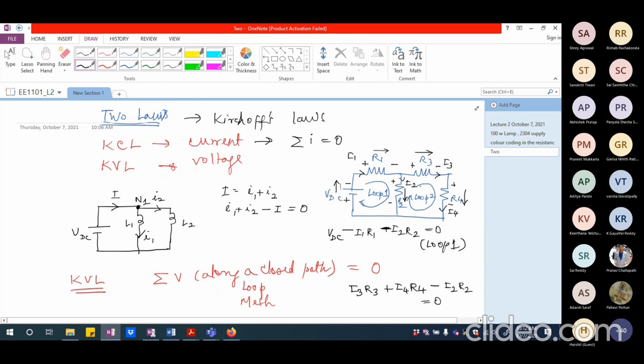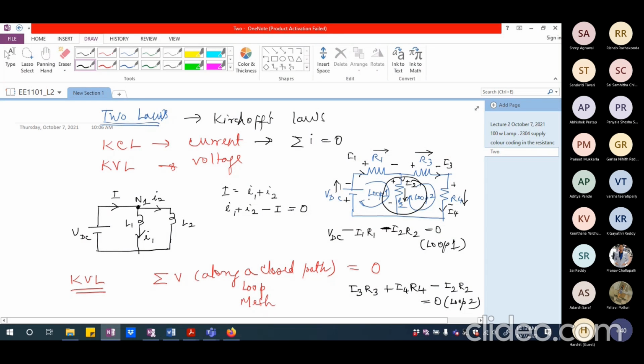Whereas if I'm talking about I2 in this direction, it is a voltage rise. I hope you understand. I2 is flowing from plus here to minus here. So the two are definitely different in terms of their voltage fall and voltage rise directions. So I have to write I3 R3 plus I4 R4 minus I2 R2 equal to 0. So this is the equation for loop 2. So I'm going to have essentially 0 voltage, ultimately, if I sum up all the voltages across each of the elements in a loop.